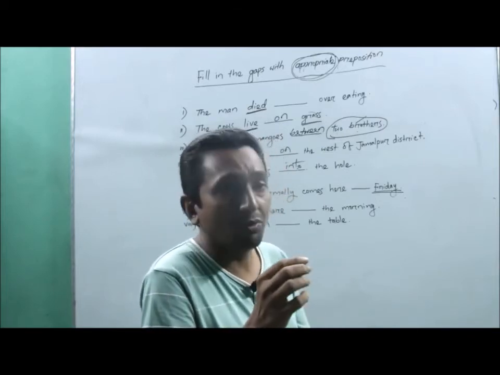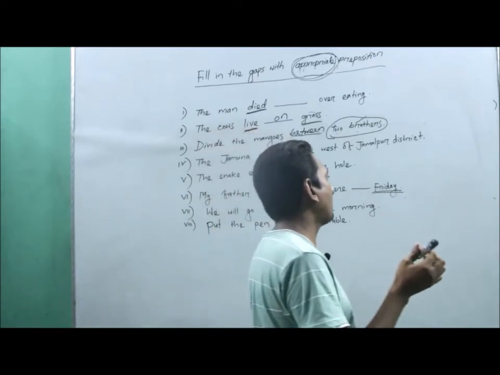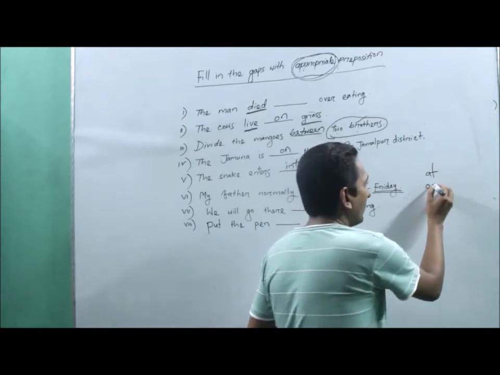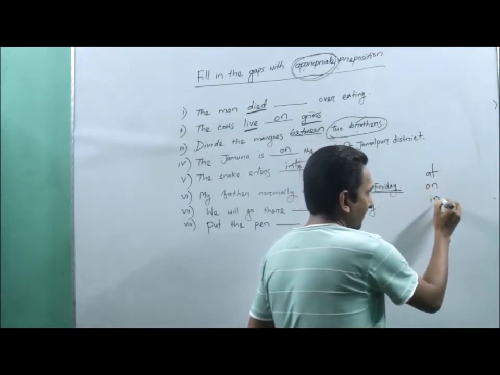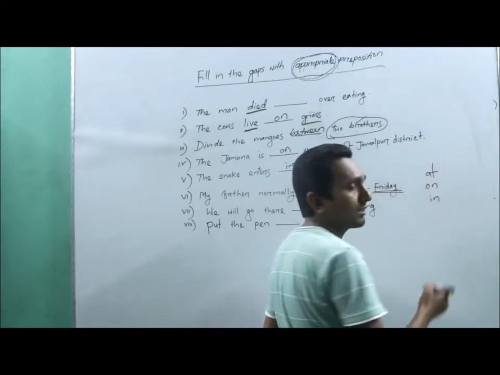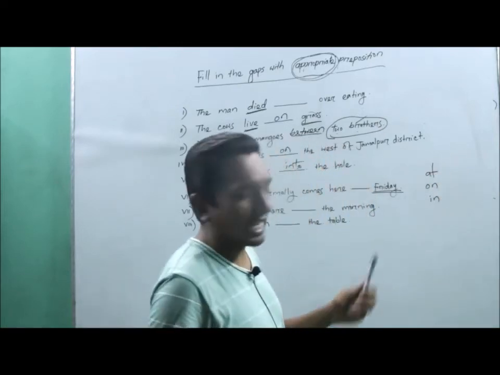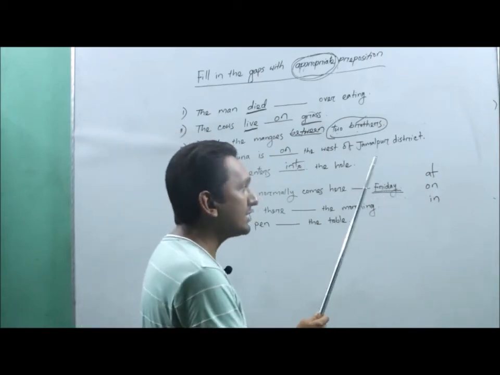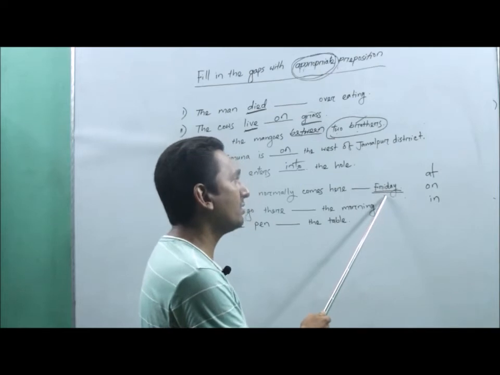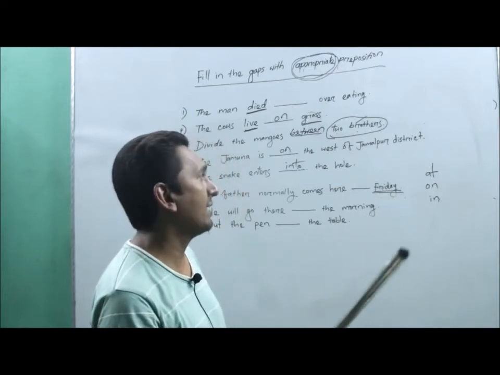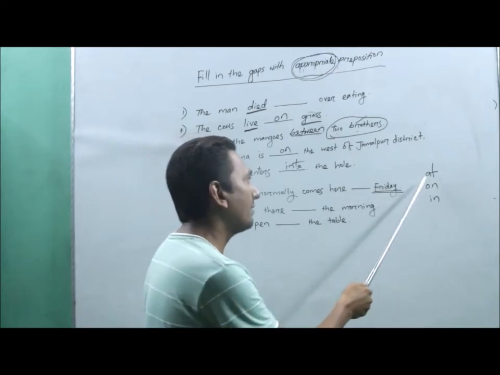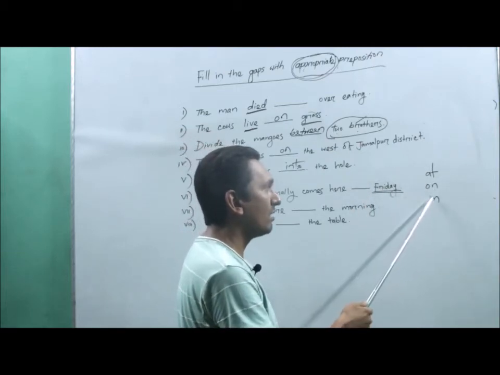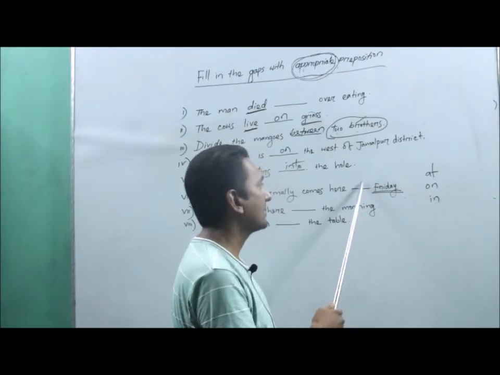When it indicates time, we use 3 types of preposition. One is at, another is on, and the last one is in. All are used before time. These 3 types of preposition are used before time. Friday, no doubt, is a time word. So some of you may answer, sir, it will be at. Some of you may say, sir, it will be on. The rest of you may say, sir, it will be in.